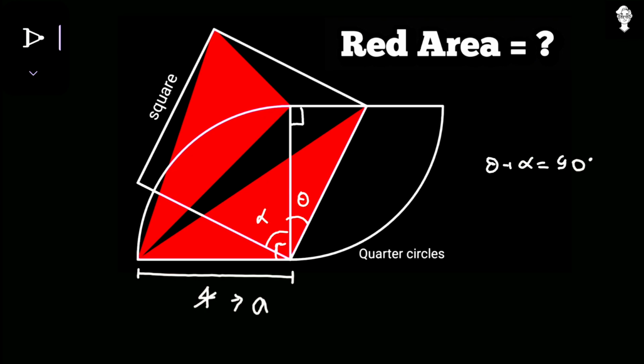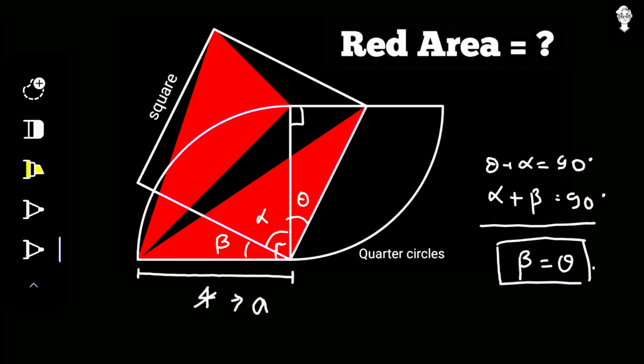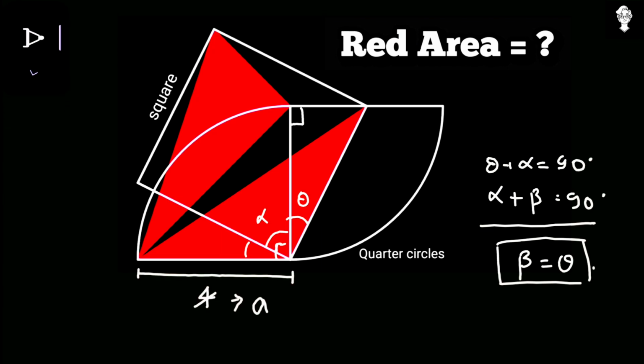Now let us take this particular angle as beta. Again we can see that alpha plus beta is the corner of this quadrant circle, so alpha plus beta will also give me 90 degrees. Now by simplifying these equations, we get that beta is equal to theta. So in this diagram, the angle beta is equal to theta. Let us replace beta here with theta. This will be utilized to find the area of the top triangle. We will see that in a moment.